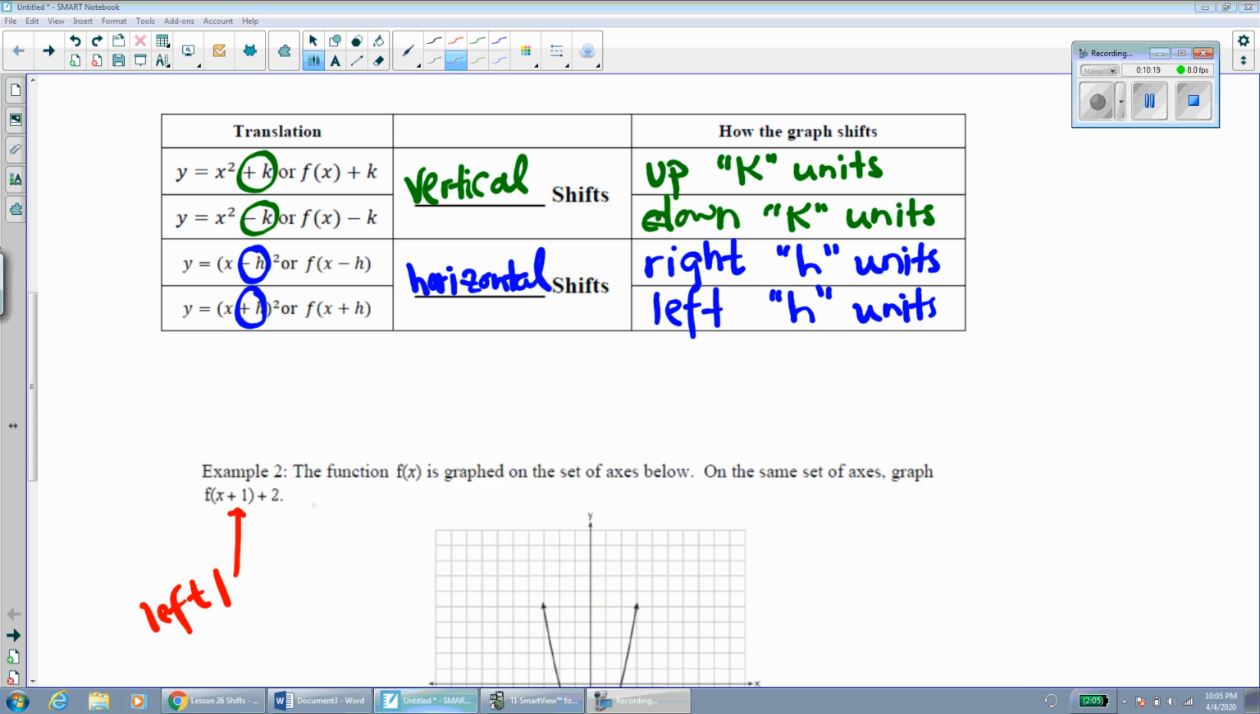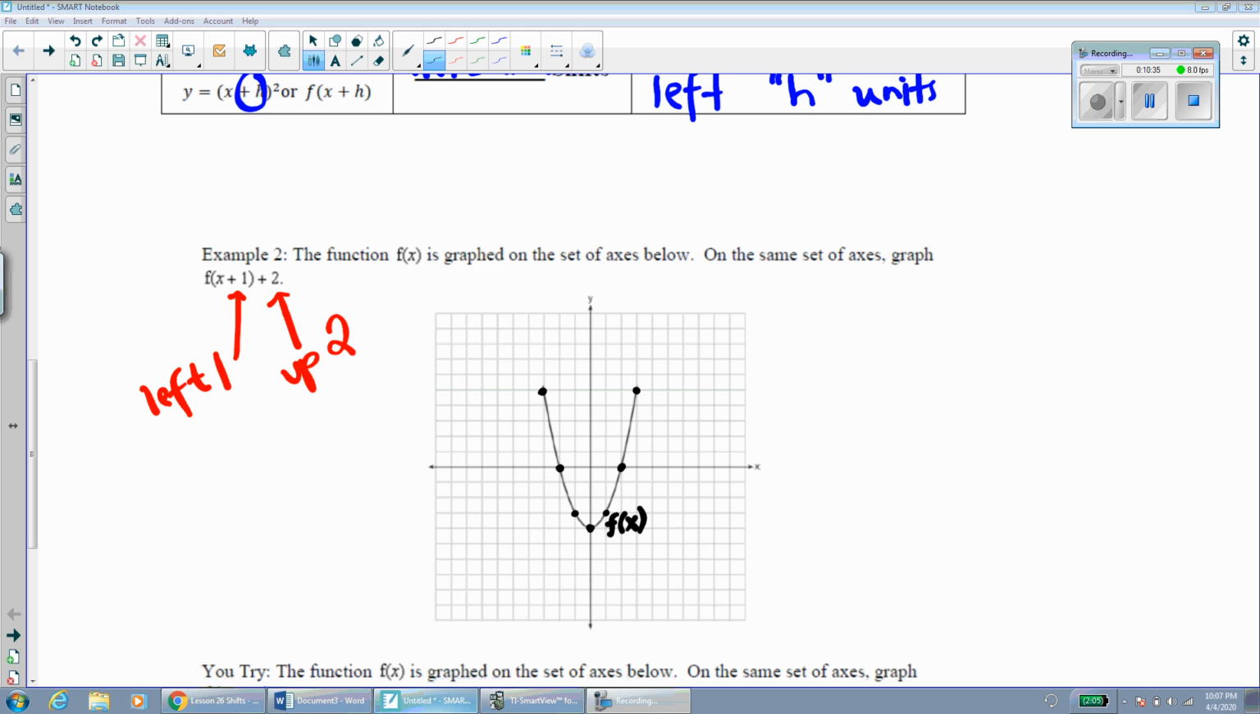And then if we're adding a number outside of my parentheses, we're going to look up here, right? This is where we're adding a number outside of our parentheses. We're going to go up that number. So we have up 2 because we added 2. So now what I did is I created points on my original parabola in order to be able to move to my new parabola. So what I'm going to do is I'm going to move each one of these points to the left 1 and up 2.